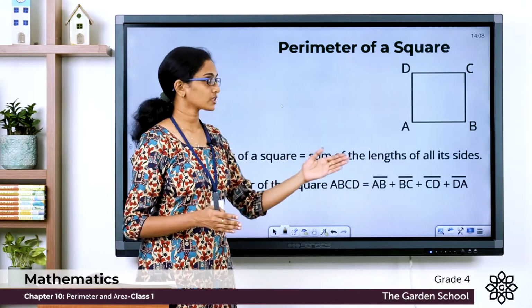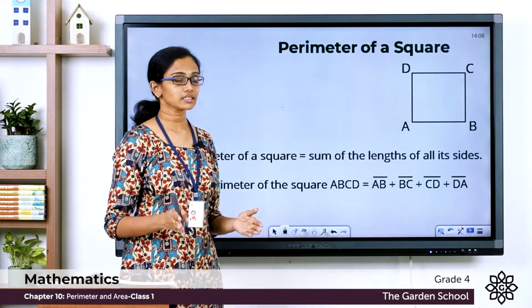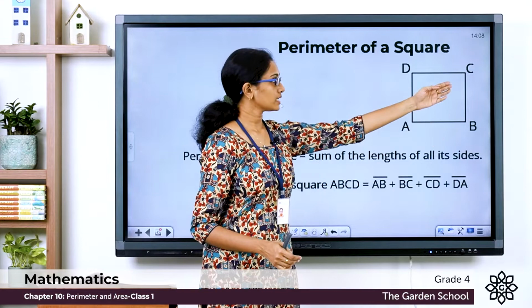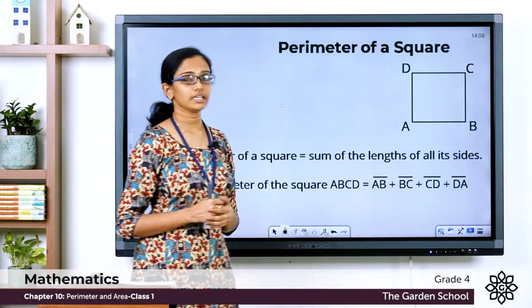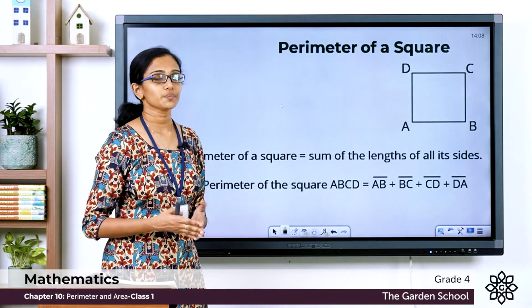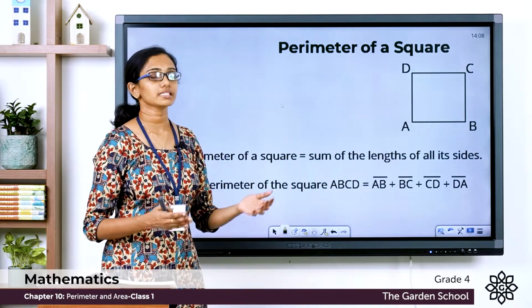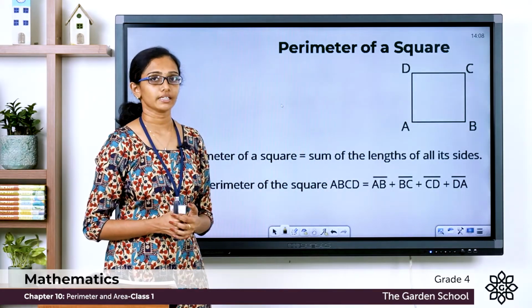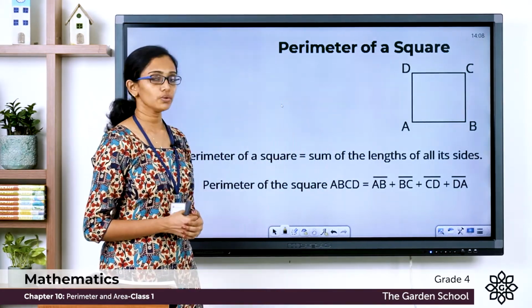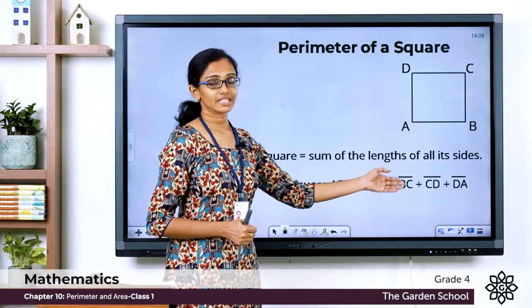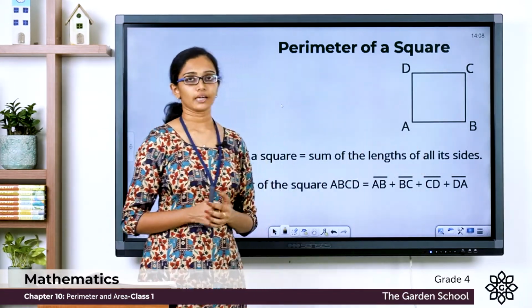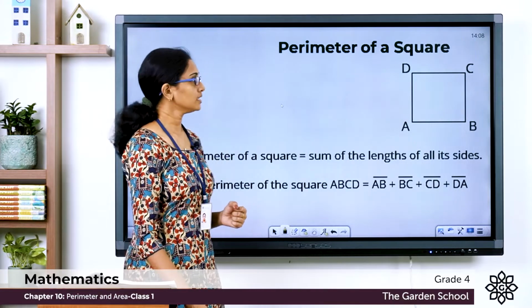So, here we have a square ABCD and it has the sides AB, BC, CD and DA. So, by definition, what is perimeter? The perimeter is the sum of the lengths of all its sides. So, that is equal to side AB plus BC plus CD plus DA. Now, let's work out some examples.